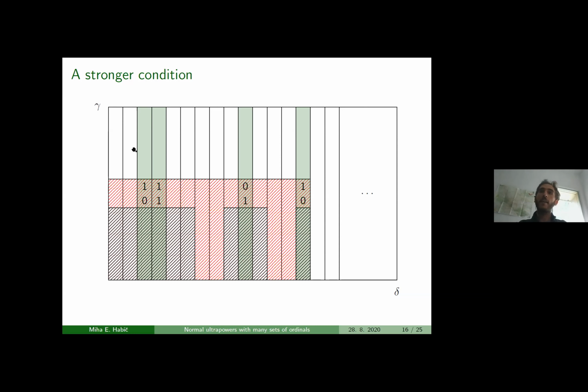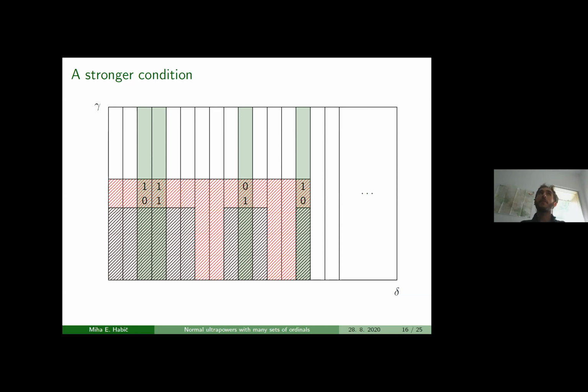So basically what we're doing is we're going to add, hopefully delta many subsets to gamma. And if I pick my side conditions correctly, then I'm going to have a bunch of countable collections of these new sets that I've added, whose intersection will be bounded in gamma. And the intersection of their complements is also going to be bounded in gamma.